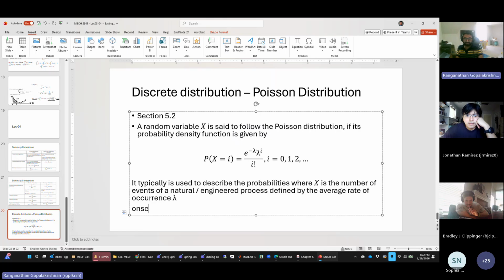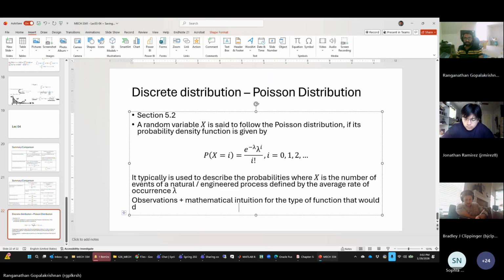Cut the answer short. It's usually a combination of observations plus mathematical intuition for the type of function that would describe these observations. So that is the territory of mathematical geniuses, which we will stay clear of.